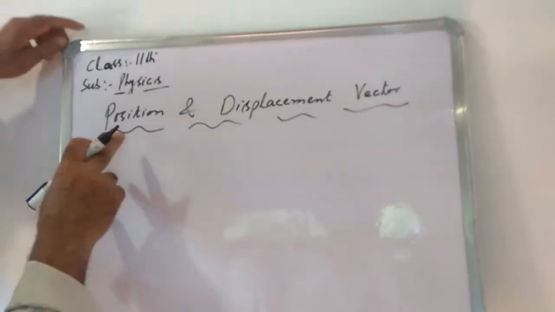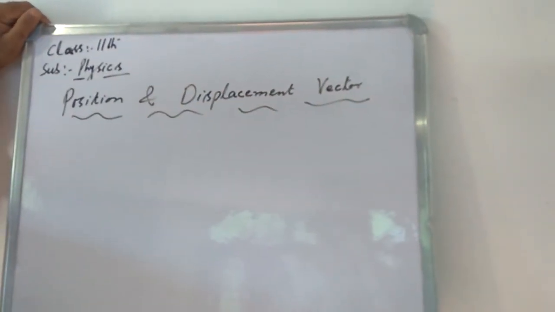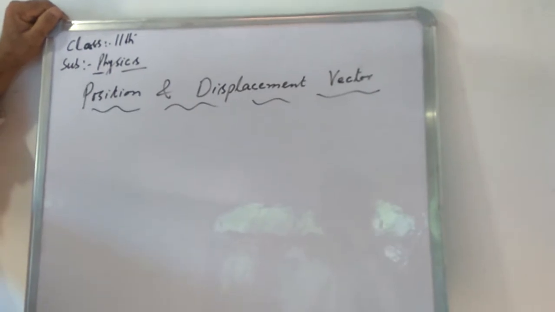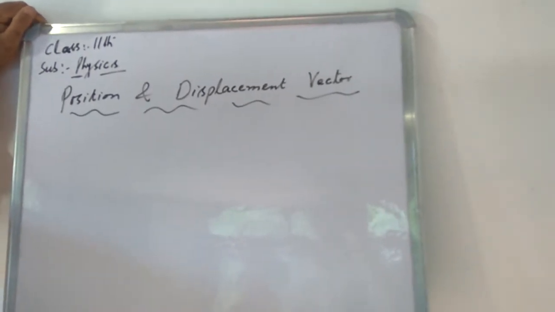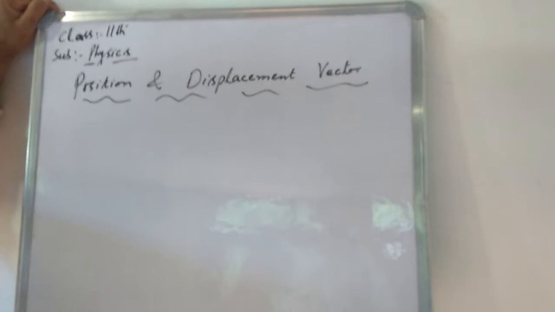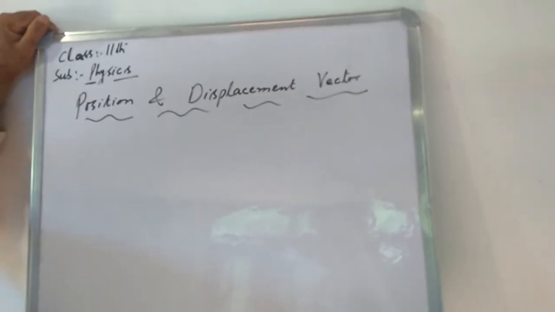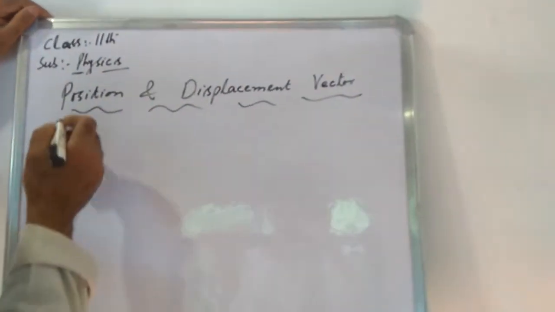Now, what is a position and displacement vector? First, what is a position vector? Position vector we can simply define: a vector drawn from the origin to the position of a particle at any instant is called the position vector. I will write it.